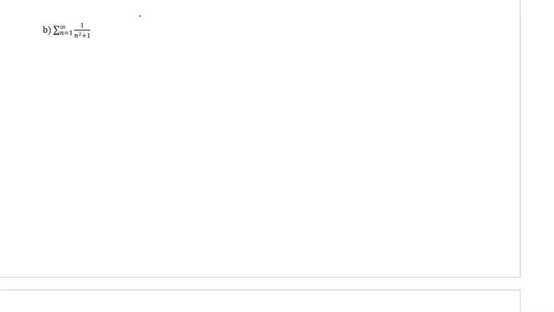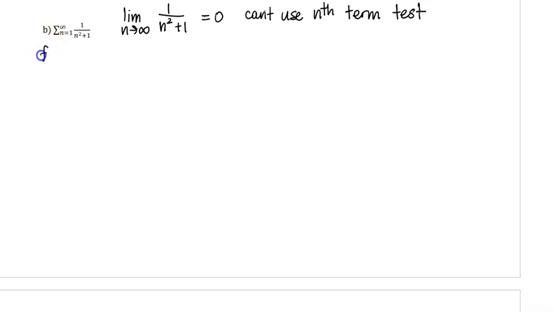Beginning with this series, if I were trying to determine convergence or divergence, I would always start with the nth term test for divergence because it's quick and it may give us a very fast answer. If we take this limit, we see that this limit is equal to 0, and so I can't use the nth term test. But I do notice that if I let my function f of x be 1 over x squared plus 1, one thing is that that is easy to integrate.